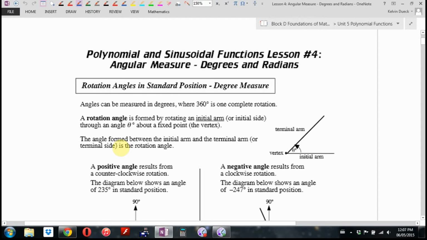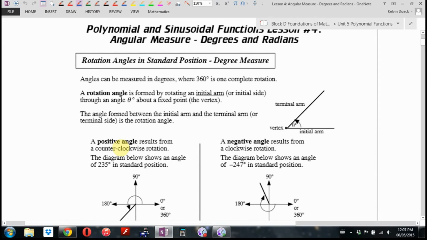Getting triggy with it all of a sudden. Rotation angles in standard position. Angles can be measured in degrees, where 360 degrees is one complete rotation. And here's what we're going to say. For us to be able to keep going around and around, don't write this down, just watch.